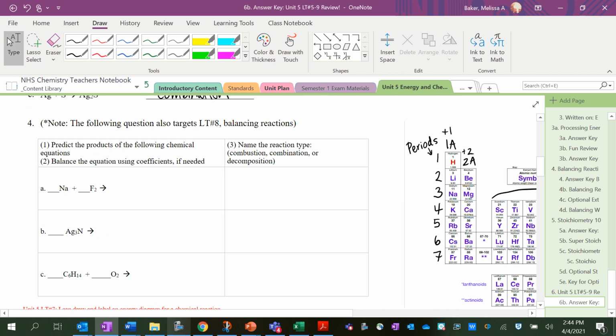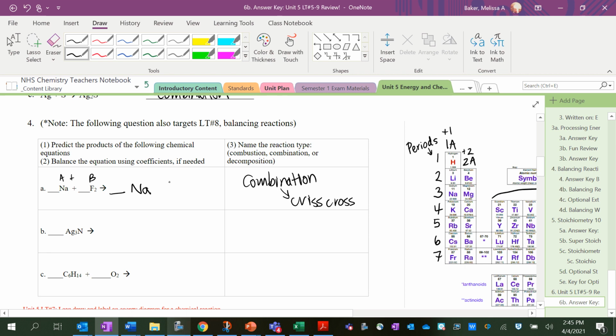Okay, we're going to do a little balancing in this one, which is kind of ahead of schedule since that's learning target number 8. But we're going to predict the products, balance the equation, and name the reaction type. Let's name the reaction types first. Letter A is 2 things adding together, so that would be a combination. And in combination reactions, in order to write the products, we're supposed to think about crisscrossing the charges of the new relationship. So actually, let's do that right now.